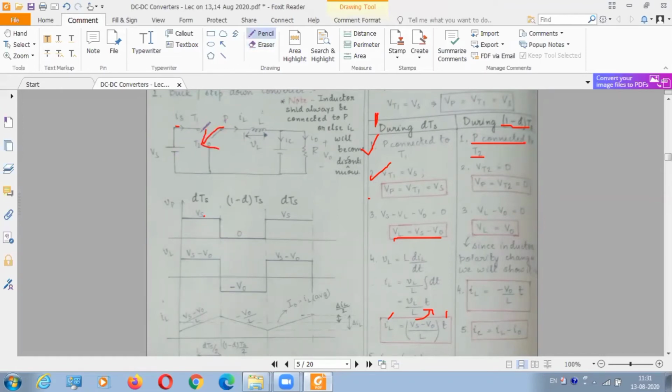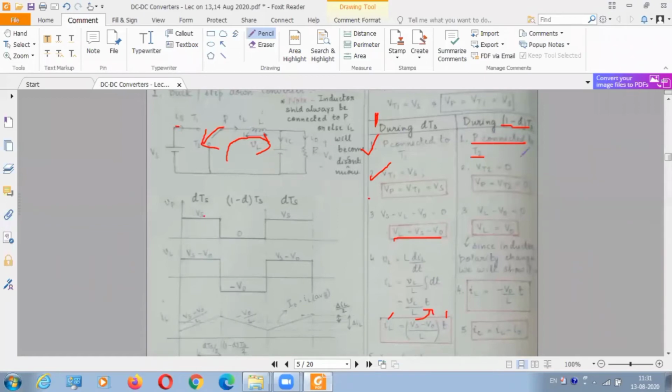Now, this T1 point is open. Now, the inductor will discharge through the load. In the inductor, we have seen the current through the inductor doesn't change its direction. So my direction through the inductor, IL, will remain in this direction only.